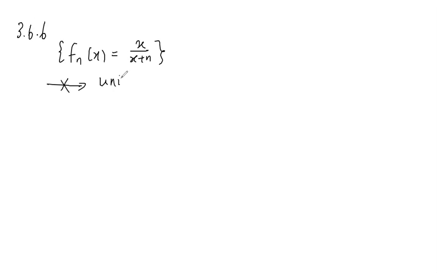Right? So this is example 3.6.6. You have the following sequence of functions, right? And we want to show that this does not converge uniformly to 0 as n tends to infinity, right?